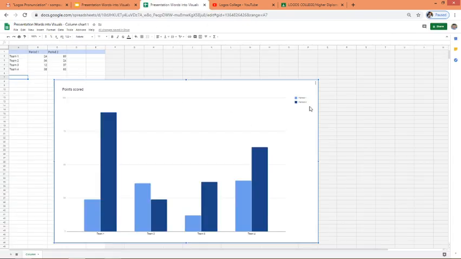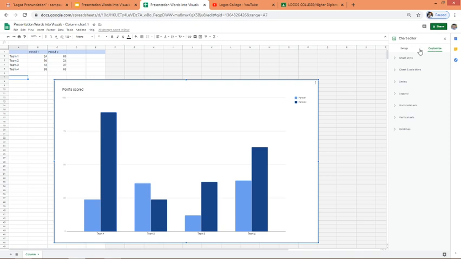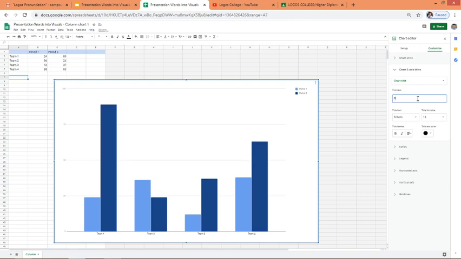If you want to edit, click on the graph, come up here and go to edit. All right, and then this box up here on the right opens up. Okay, you go to customize. All right, let's name this. Go to chart and axis titles. Chart title. Chart title in this case is not points scored. Chart title is, let's just name it, population of country alpha. Okay.